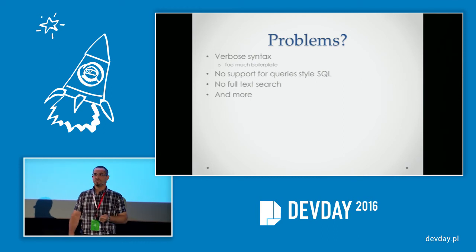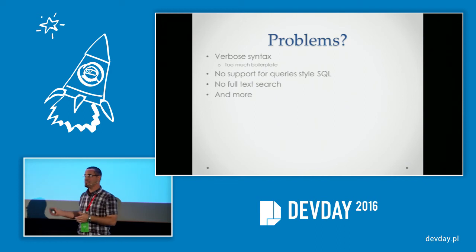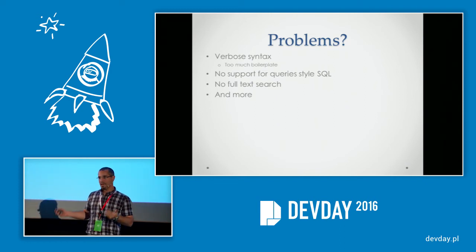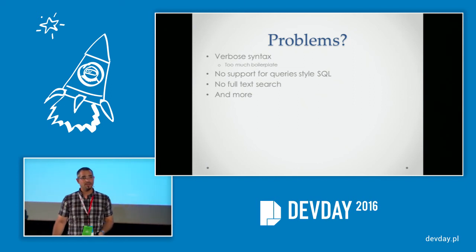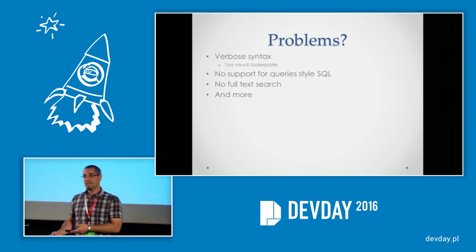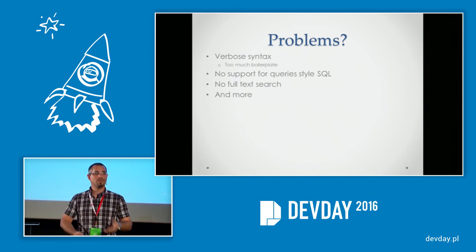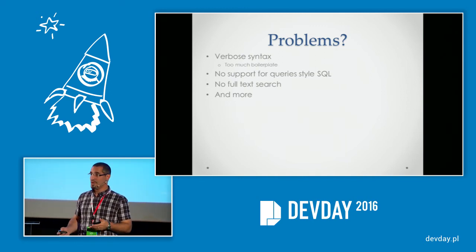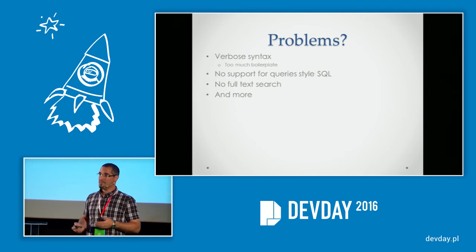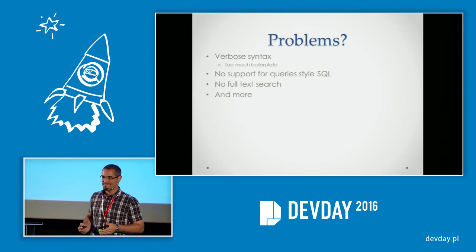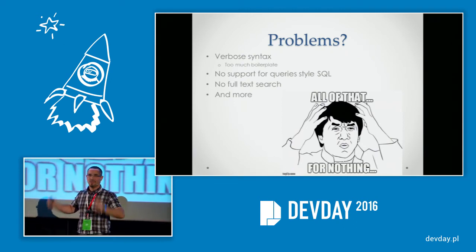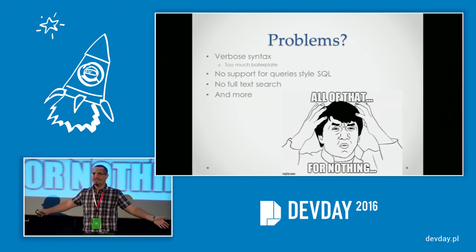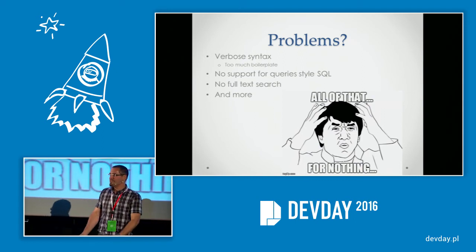There is no support for queries. So if I want to do SQL-style queries, like select something from the object store, I will need to create my own language. There is no full text search in IndexedDB. It's just an index database. So if you want to do some text searches, you will have to create that. And more and more and more. There are a lot of problems. This is where I catch my head. Okay, he talked about IndexedDB for 25 minutes and nothing is going to get out of it. I'm not going to use it.